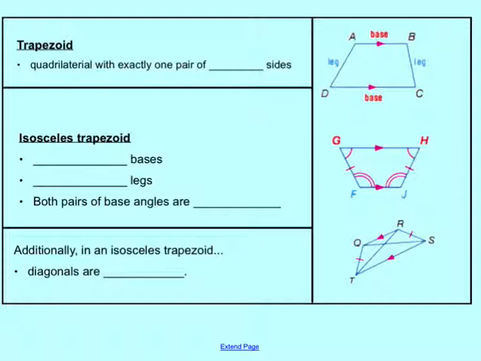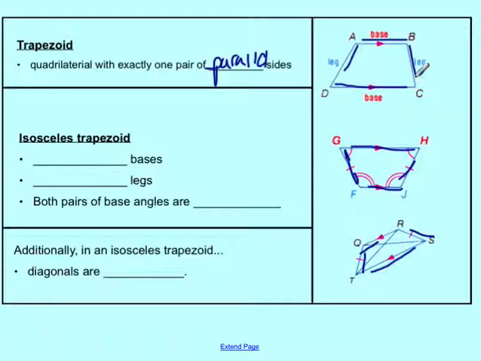A trapezoid is a quadrilateral with exactly one pair of parallel sides. So exactly one pair of parallel sides. Like here, for example, this side is parallel to this side. Now notice that these sides aren't parallel. Eventually, if you continued those lines going upward, they would cross each other.